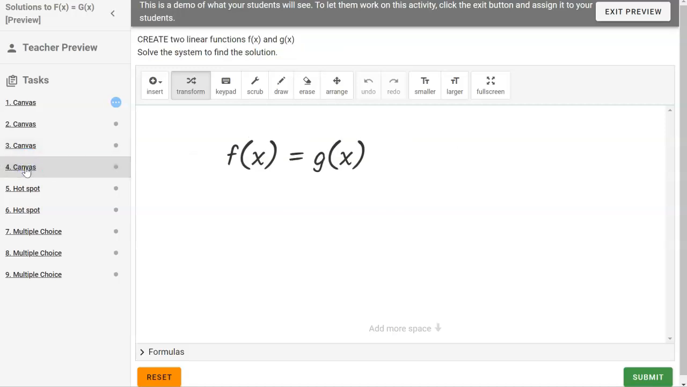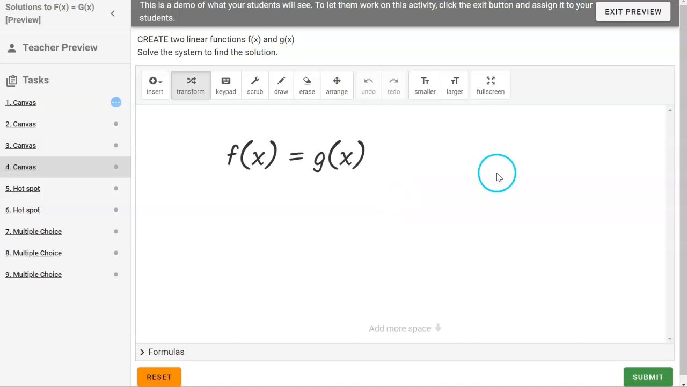Now when they get to the 4th one, they have to create their own 2 functions to solve to get a solution. You may want to point out the fact that not every system has a solution, or you could have a system with an infinite number of solutions, so they might want to type it into a graphing calculator to make sure it actually has a solution before they try to create.